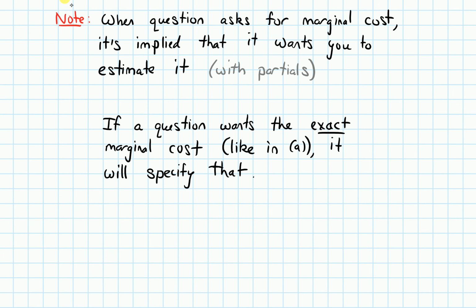So I want to end this video with an important note, which is when a question asks for marginal cost. So if it just says the words marginal cost, and it's a multivariable function like in the example we just did, it's implied that it wants you to estimate it using partial derivatives. If a question wanted the exact marginal cost, like in part A of this example, it would specify that. It would say, give me the exact cost of whatever item we're talking about. So this is really important to keep in mind as you are doing problems on assignments.